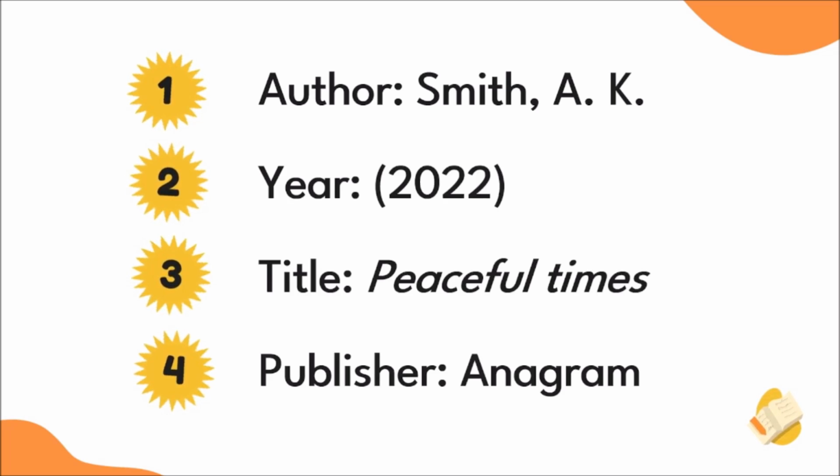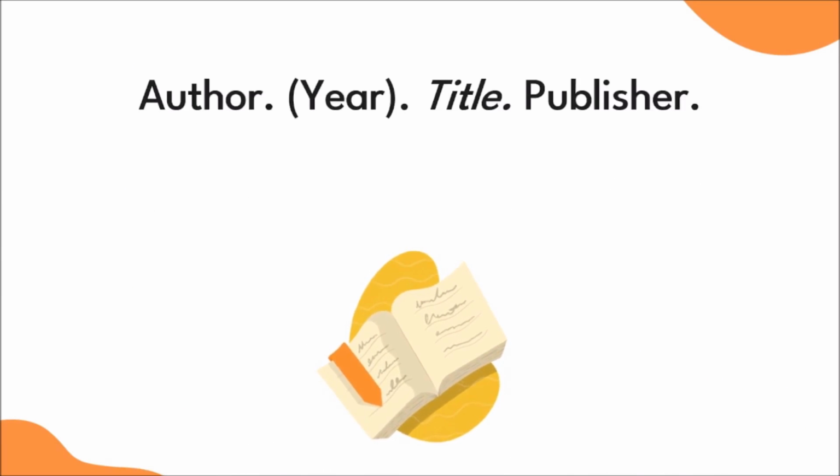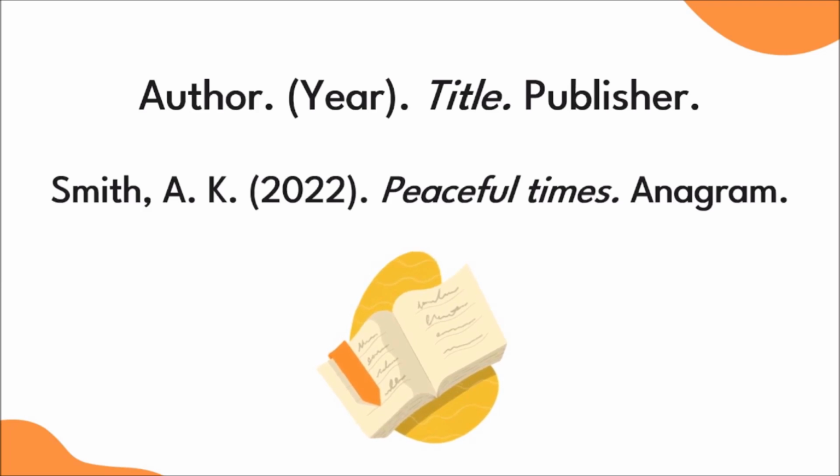Well, our bibliographic reference of the book will be organized like this: the author, then a period, then the year in parentheses, a period, the title in italics, period, publisher, period. In our example, it would be like this, with the 4 data we have just seen separated by a period. Be careful with all the punctuation marks, because they are very important in the APA rules.